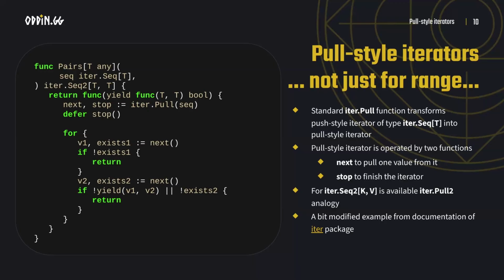So it returns two functions, next and stop. As you can see, stop is simply deferred, because we don't want to have any resources leaking. So it's good behavior to call it. And then every time we would like to get a value, we call next. It returns two values. One is the value taken from the iterator, and then a flag that gives you information whether it was valid or the iterator was already depleted. It makes sense. If you don't want to use a for loop, this is the way you can operate.